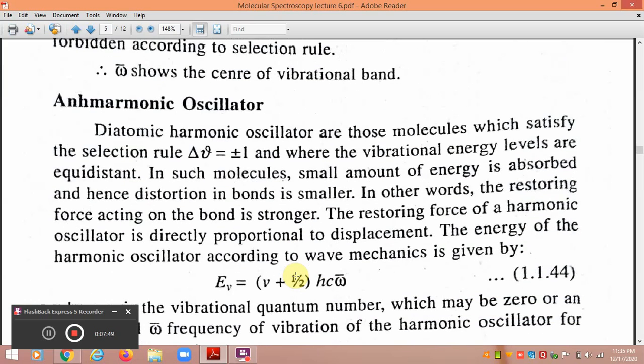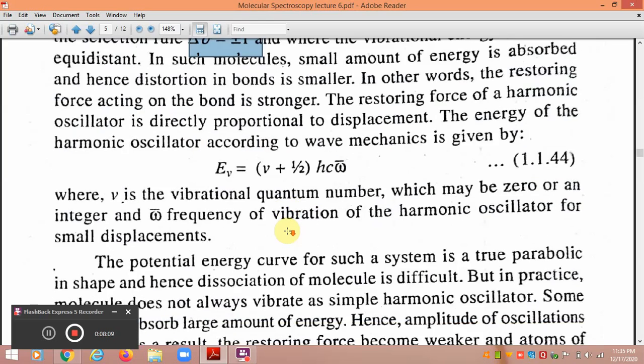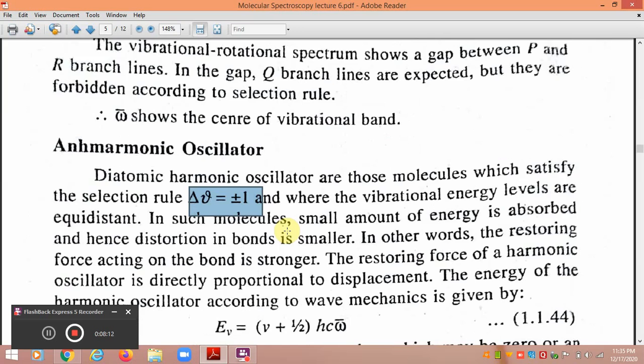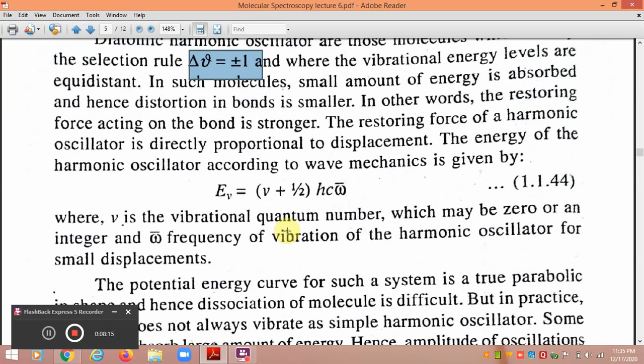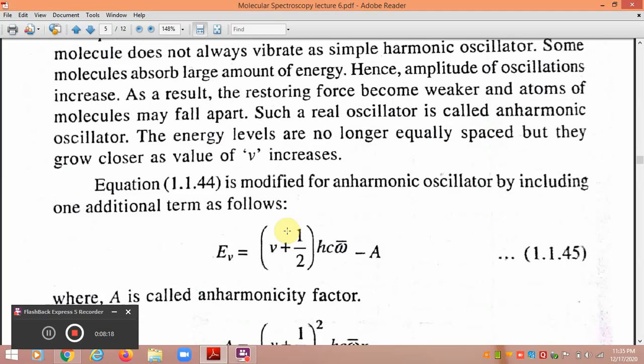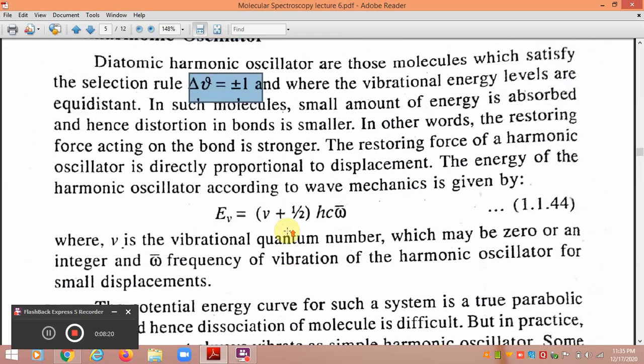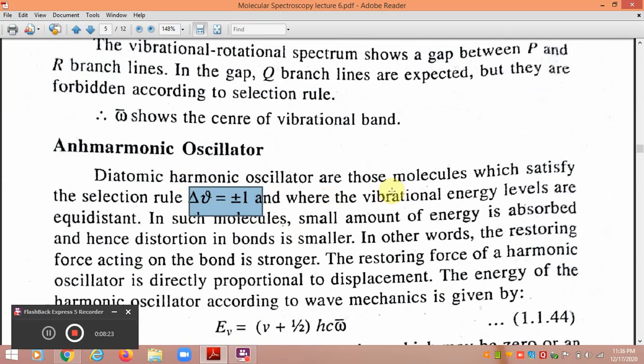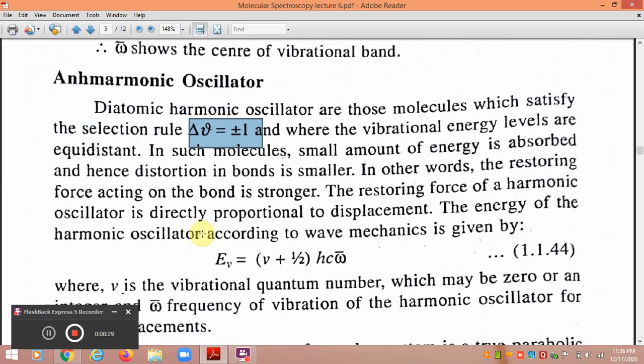So here, dear friends, we discussed the vibrational rotational spectrum of the rigid diatomic molecule, meaning the vibrating rotor, in which the diatomic molecule shows simple harmonic motion oscillations, and is simply called a simple harmonic oscillator. So for that, delta V is equal to plus minus 1. But here we will talk about the other type of oscillator, in which the selection rule is going to change. The diatomic harmonic oscillator molecules satisfy the selection rule where the vibration energy levels are equidistant, which we already discussed in vibrational spectroscopy.